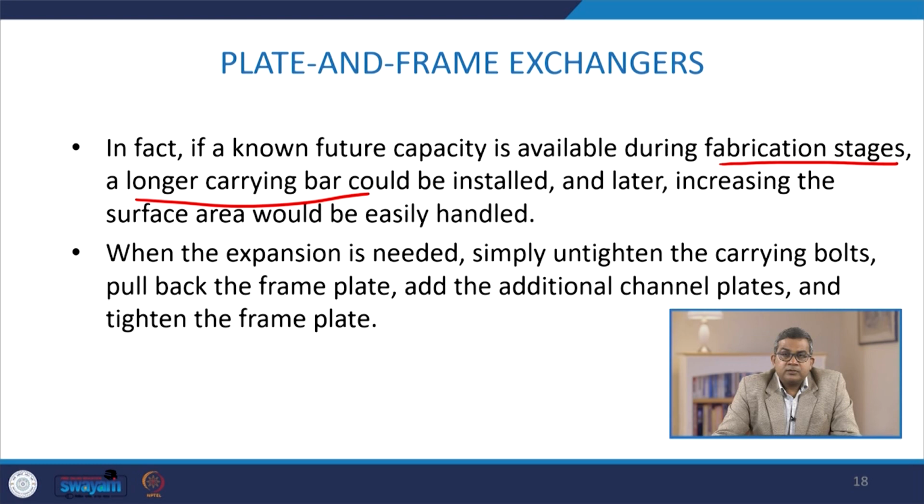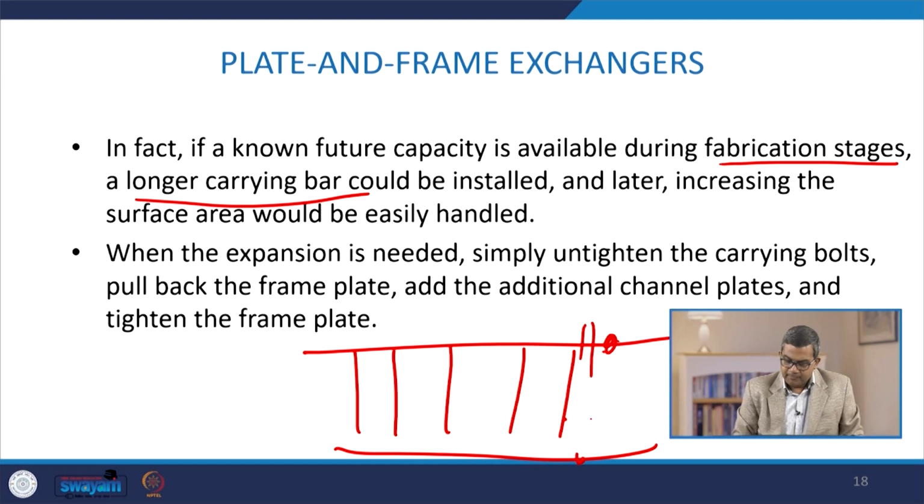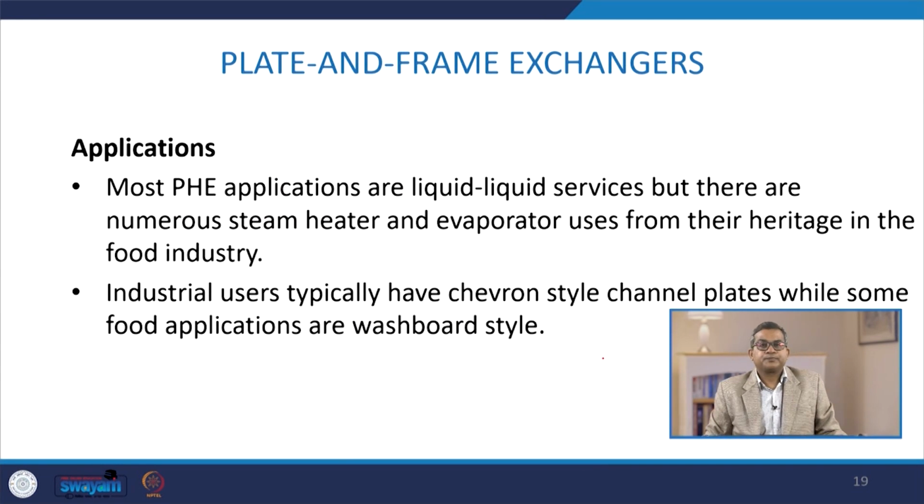So when you are having the longer carrying bar and expansion is needed, simply untighten the carrying bolts, pull back the frame plate. You can put in the additional channel plates and tighten the frame plate. So it is just like that. You are having the different plates. Initially you are having it like this. You just open up, insert a couple of plates, and then again tighten it.